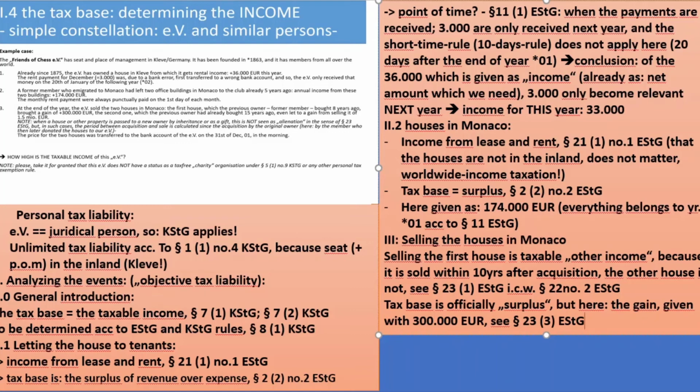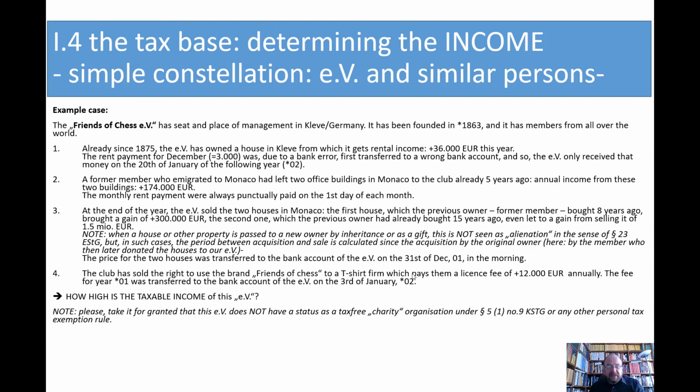So that means let's look if there is a fourth event. And indeed, a fourth event shows up. The club has sold the right to use the brand Friends of Chess to a t-shirt firm which pays them a license fee of 12,000 annually. So it's probably a wrong usage of the word sold, because they didn't sell the right, they just rented out the right, or they let it for rent to be precise. So they kept the right, they didn't sell it. It was a kind of lease contract here.